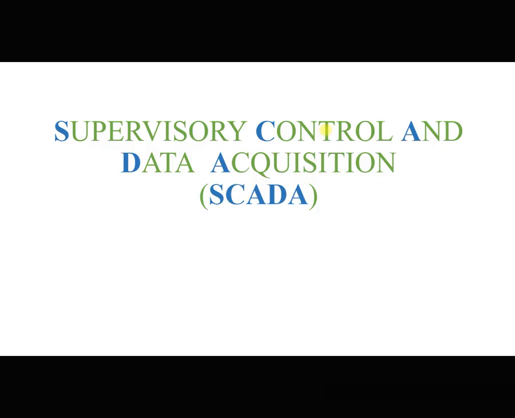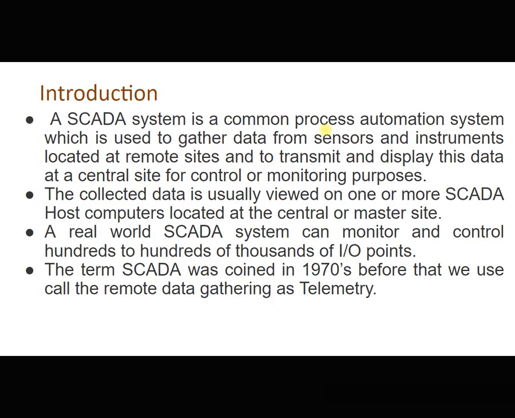This is just a brief introduction about SCADA. Anyhow, we will get to the definition. Before that, we need to know the meaning of SCADA. Here we have an introduction. You can see, a SCADA system is a common process automation system which is used to gather data from sensors and instruments located at remote sites and to transmit and display this data at a central site for control or monitoring purposes.